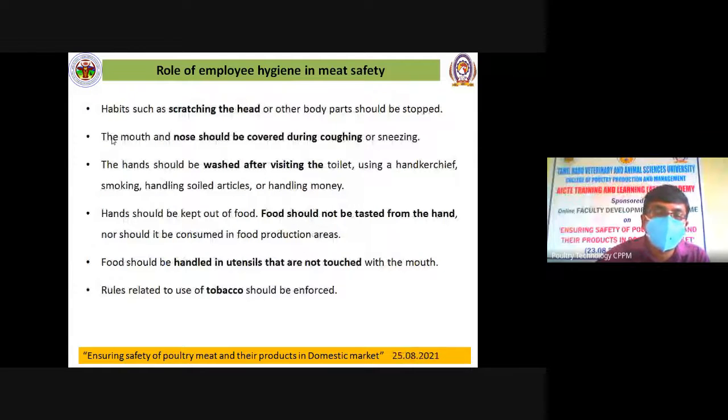Habits such as scratching the head or other body parts should be stopped. The mouth and nose should be covered during coughing or sneezing. The hands should be washed after visiting the toilet, using a handkerchief, smoking, handling soiled articles, and handling money. Hands should be kept out of food. Food should not be tasted from the hand, nor consumed in food production areas. Food should be handled with utensils that are not touched with the mouth. And the rules related to the use of tobacco should be enforced in the housing area.